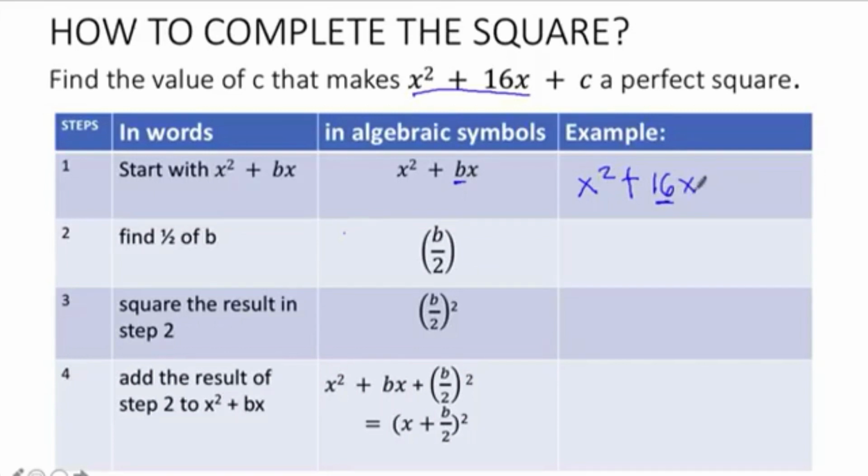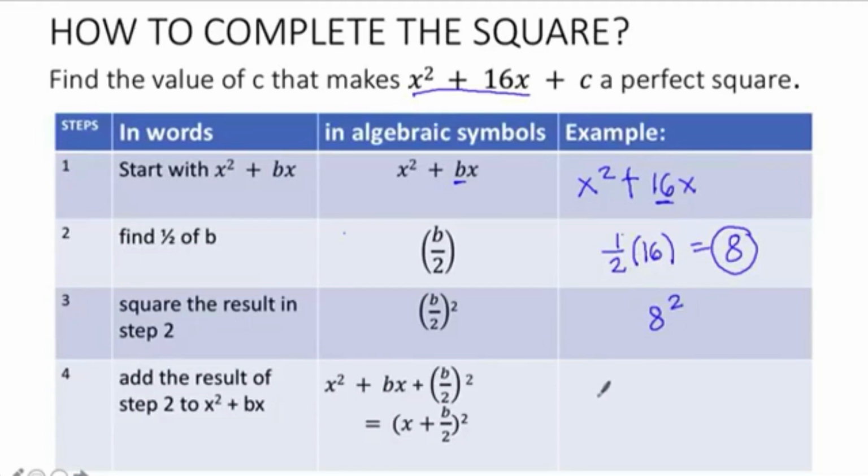Not the x squared, but the x term. So 1/2 of 16 is 8. So we now write 1/2 of 16, which is equal to 8. This 8 is what we need in the next step. In the third step, you square the result in step 2. What you're going to do is square that 8. 8 squared. And then add this result to these first 2 terms.